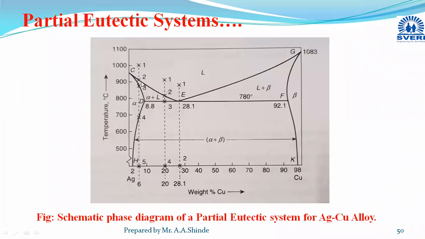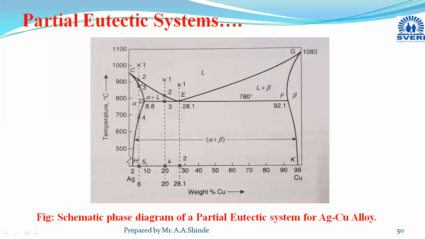This line means when temperature falls below this point 2, it reaches the melting point of element A, here silver. This silver separates out, and they will form a solid solution. Copper and silver will form a solid solution, which means a small amount of copper will get dissolved in the silver, and it will form the alpha solid solution. That is the basic concept.